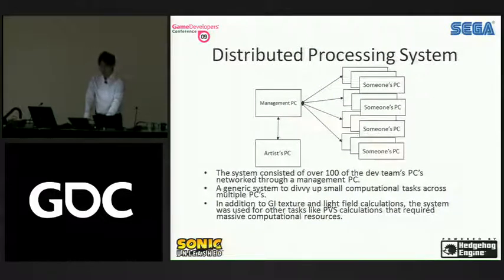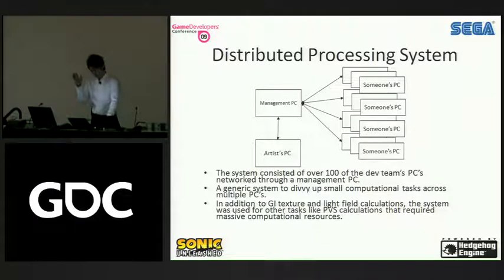So if it's going to take a lot of time computing, then perhaps we should just distribute the computing. So we decided to try a distributed processing system. You can see on the picture, on the bottom left, the artist PC. That is connected to the management PC. And then it says someone's PC. Those are other developers. So these are all connected like this, and so we provide them these types of calculation resources.